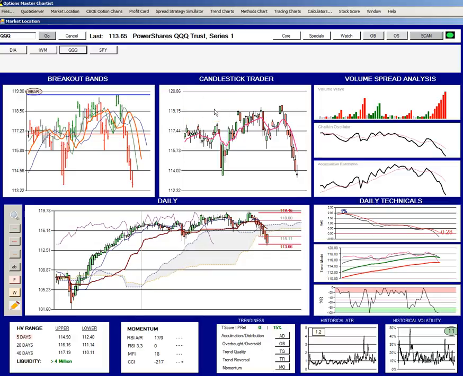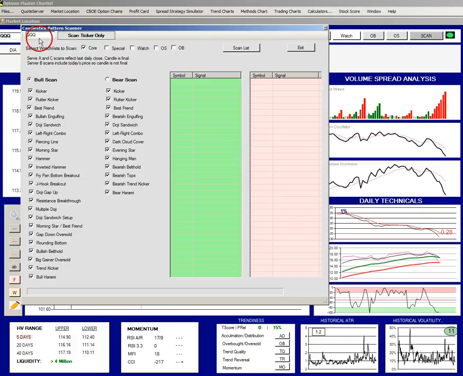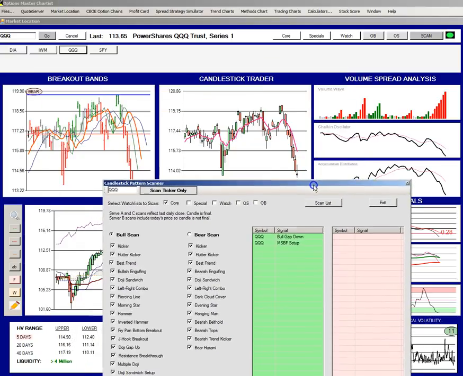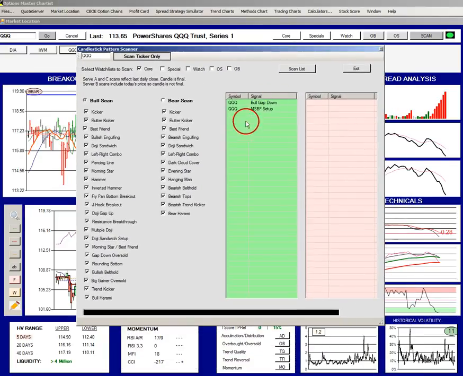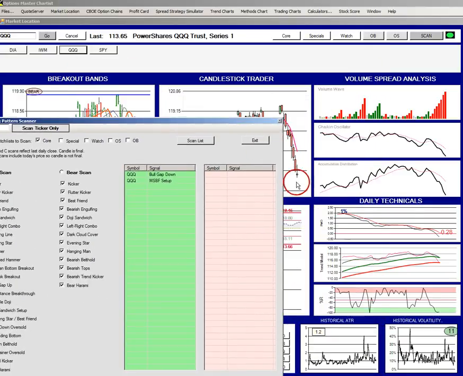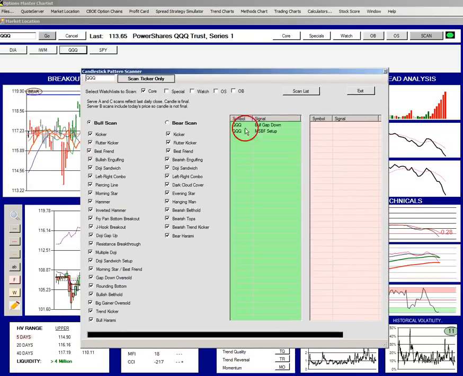And we give a lot of different views. One of them is a candlestick trader, and it's just standard candlesticks with an 8-period EMA. But there's an interesting candle here at the bottom that happened on Friday in the QQQ, and if we right-click, we can do a candle scan, and we can scan that ticker only. And interestingly, we can see that the QQQ has a Morningstar best friend setup, and that consists of a gap down and a doji. So the QQQ could be interesting to watch.